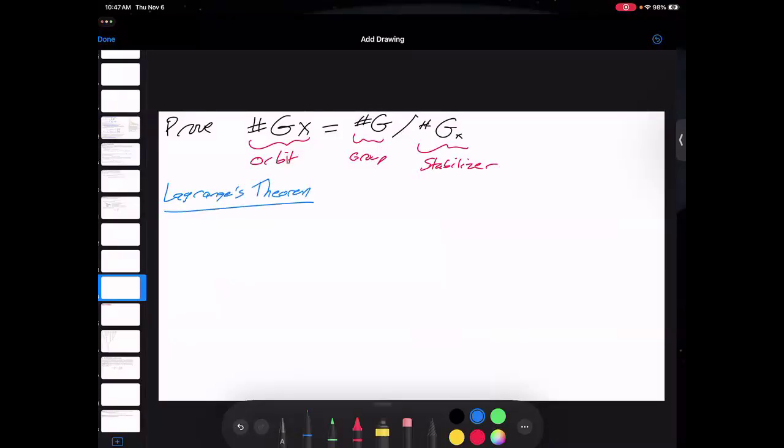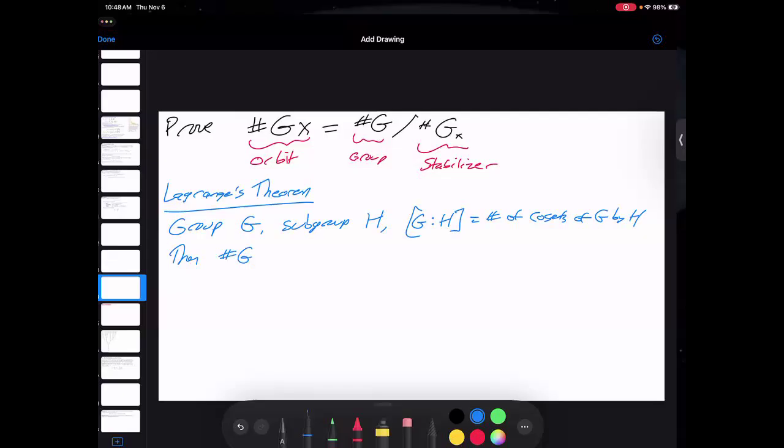So we had a group G, we had a subgroup H, and then the index [G:H] was equal to the number of cosets of G by H. Then the size of G was the number of cosets times the size of H.